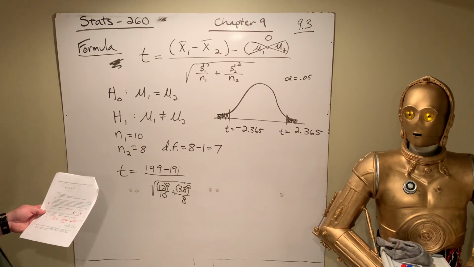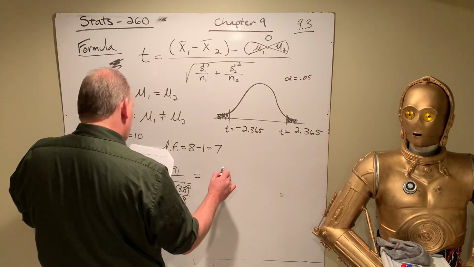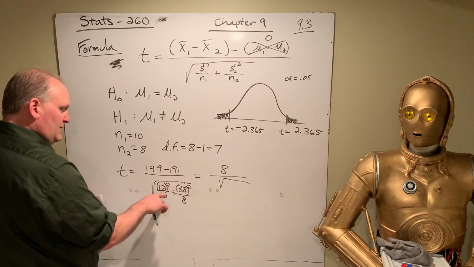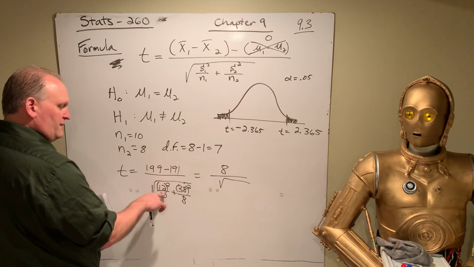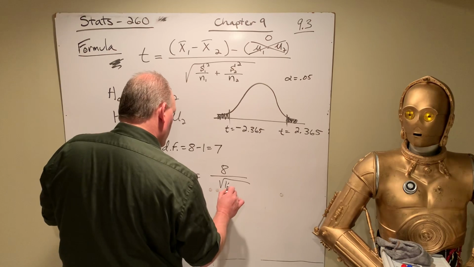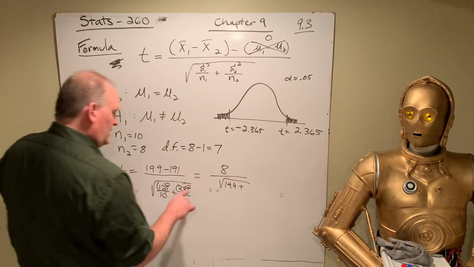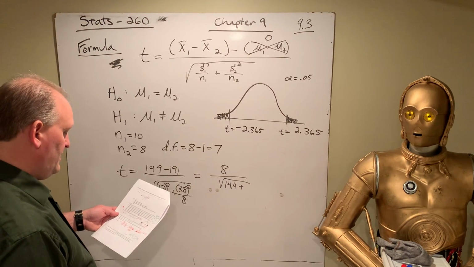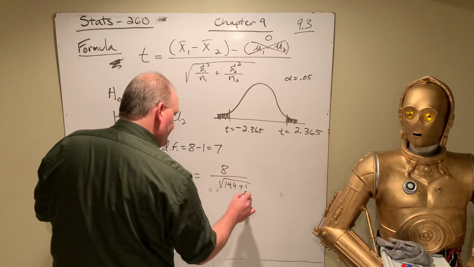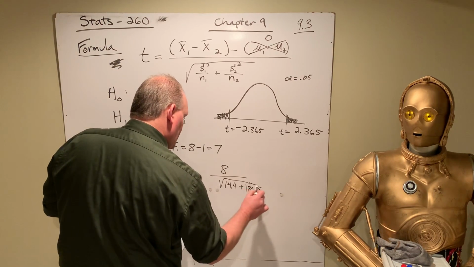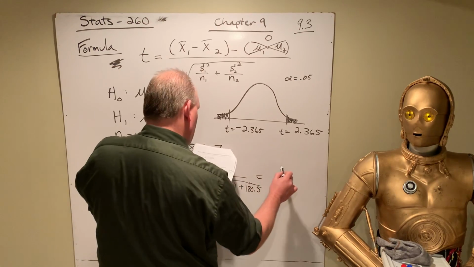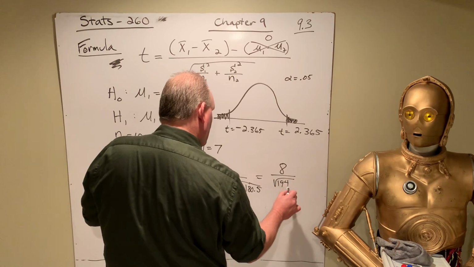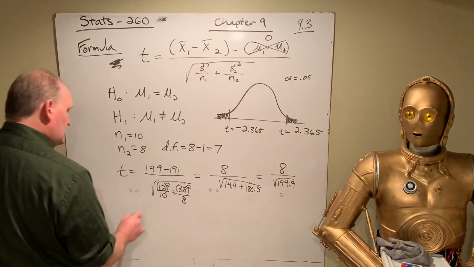All right. So you might want to put this in your calculator. The top you can just subtract, but the bottom you might want to do these independently. So look, that's 12 times 12 is 144 divided by 10. That's 14.4 plus 38 squared divided by 8. That's 180.5. And then you add those two together. So we got 8 over the square root of 194.9. And then, so here's my t-score.